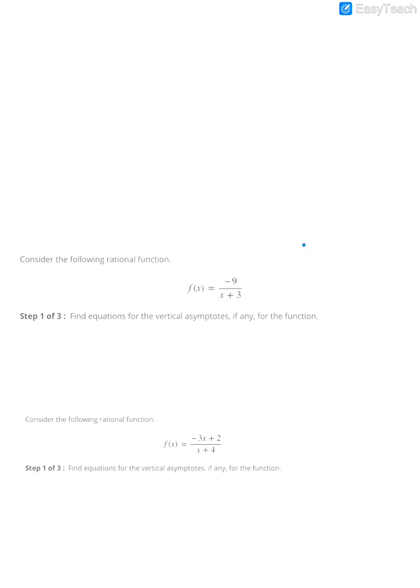In this particular video, we are going to work with what are known as rational functions. And our goal is to learn how to find both vertical and horizontal asymptotes.